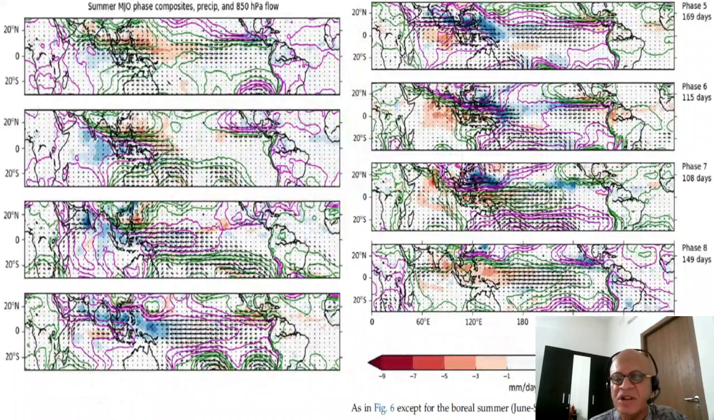This is the same thing, but looking at boreal summer months. Some people call them MJOs during boreal summer as well, but we will see that many of the intraseasonal signals move northward into the Indian monsoon region during boreal summer. They are referred to as boreal summer intraseasonal oscillations. So you can see the structure is different here.